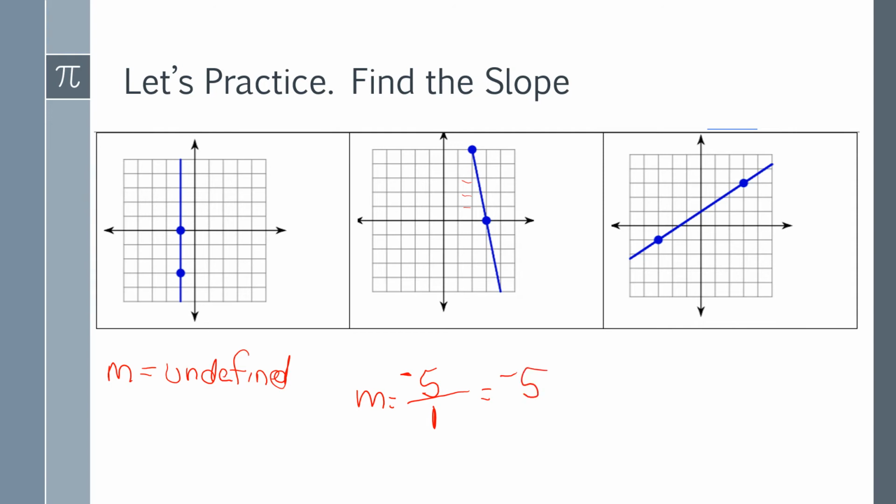For this one, we rose 1, 2, 3, 4. We ran 1, 2, 3, 4, 5, 6. So that's our slope. Now you can use your calculator. You can put 4, 6 as a math fraction in your calculator, and it'll simplify it for you. And we see that this simplifies to 2/3. I do prefer that it's simplified, but I don't want you to write it as a decimal.